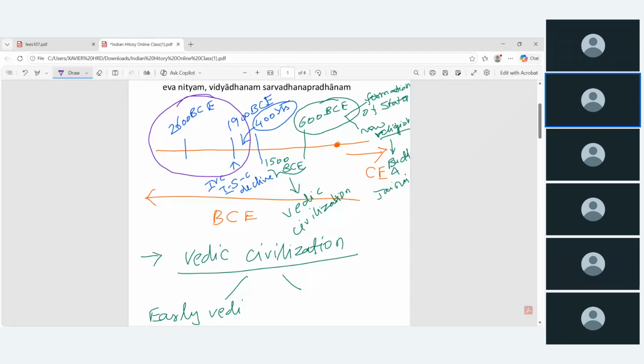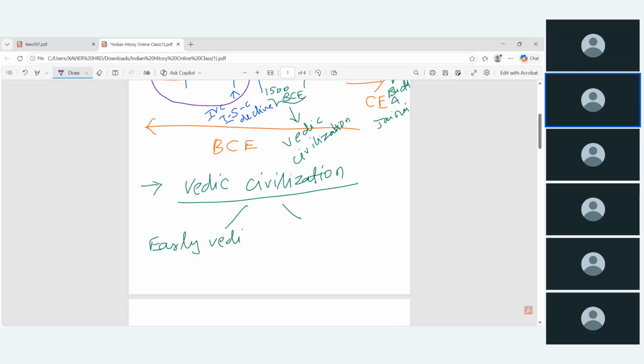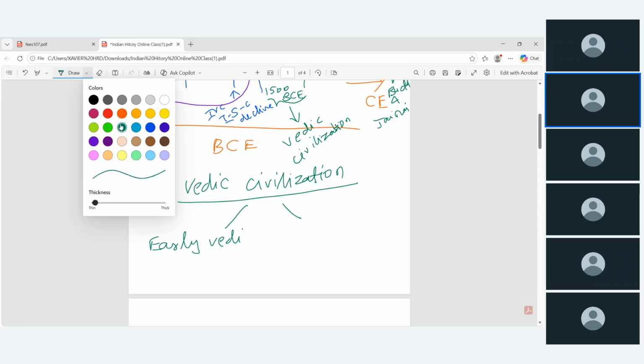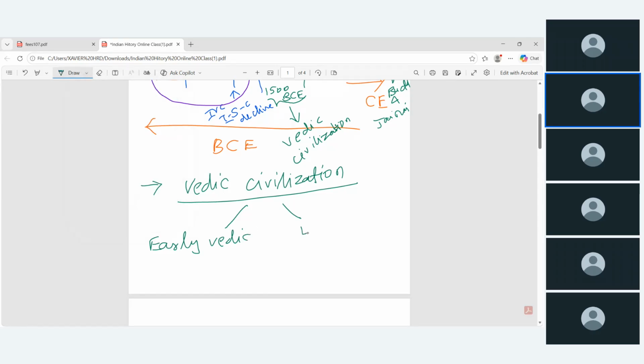Which is all about 2600 BCE to around 1900 BCE, because then the IVC got a declination. Then around 400 years there were no events recorded in history. And around 1500 BCE to 600 BCE, a new civilization emerged in the northwestern part of India, around the Indus and the Ganga region, and that civilization is called the Vedic civilization. Generally, we divide it into two: early Vedic and later Vedic.